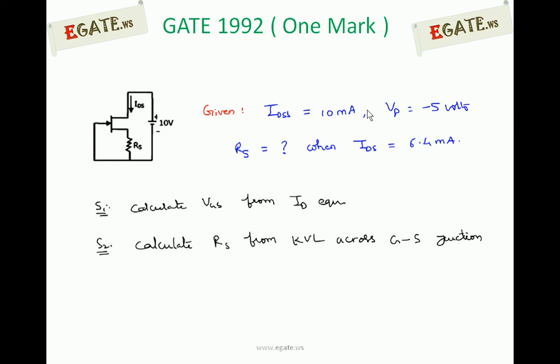Next calculate RS from the KVL across the gate source junction. If you apply KVL across this loop, you can calculate the RS value. And first we are calculating the VGS from the ID equation. Okay, so before going for this, answer one thing.